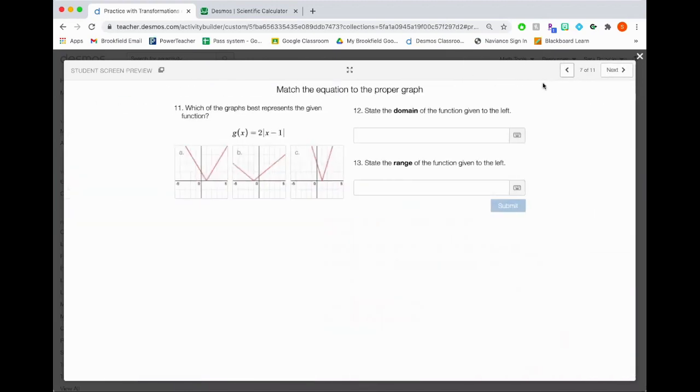Another one like this. So here I have 2 transformations as well. The 2 out front tells me tall and skinny. And the -1 tells me shift right. So I believe it is choice C, that is the skinniest graph, and it's shifted over to the right.